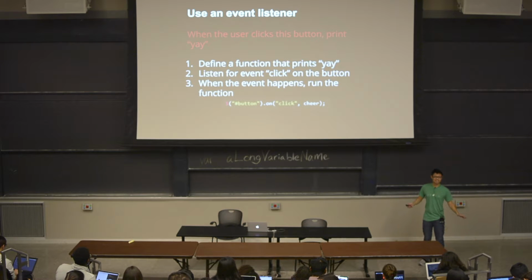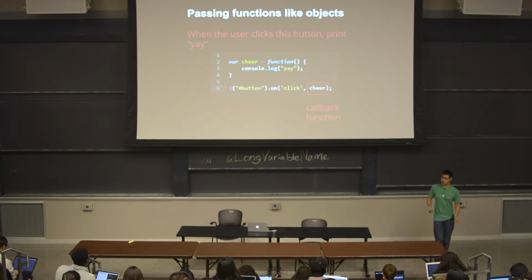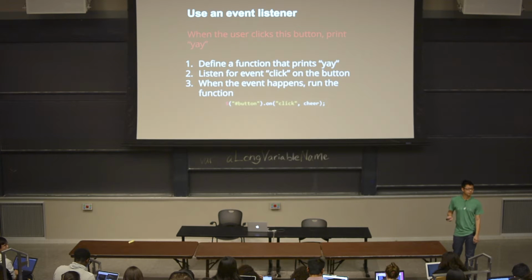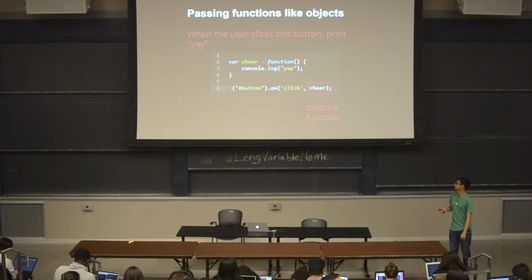Does that make sense? So as we mentioned before, you can pass around these functions like objects. So here is the callback function that we talked about earlier. Sorry, hashtag button is the ID. As I mentioned before, this is a callback function.